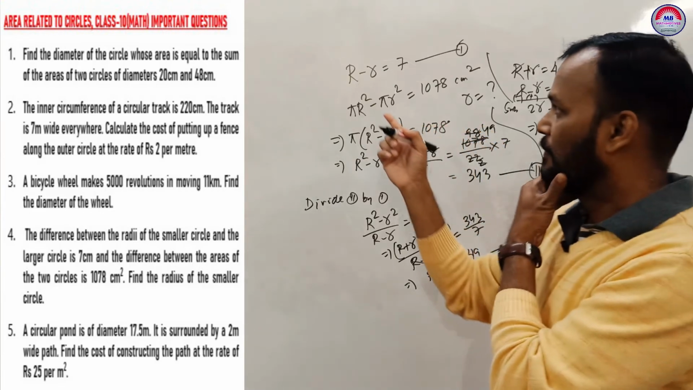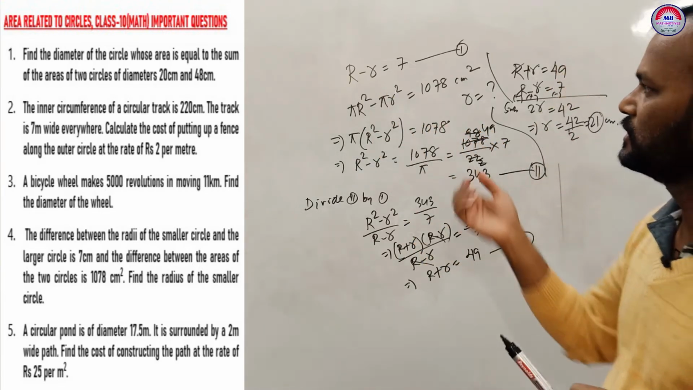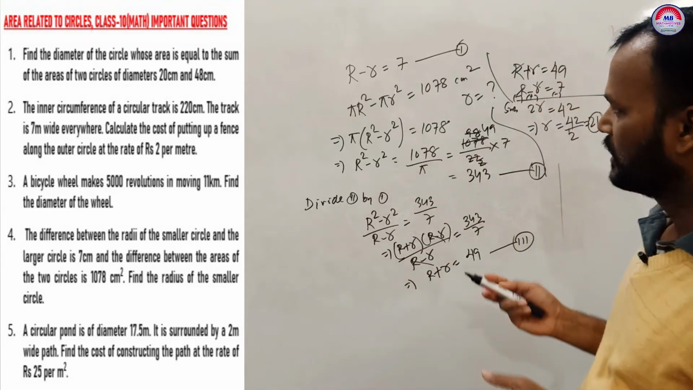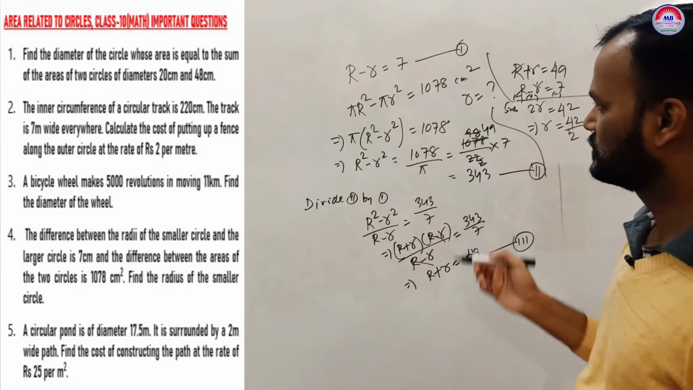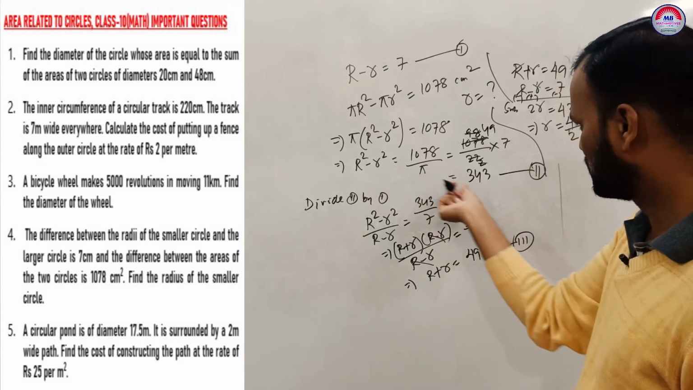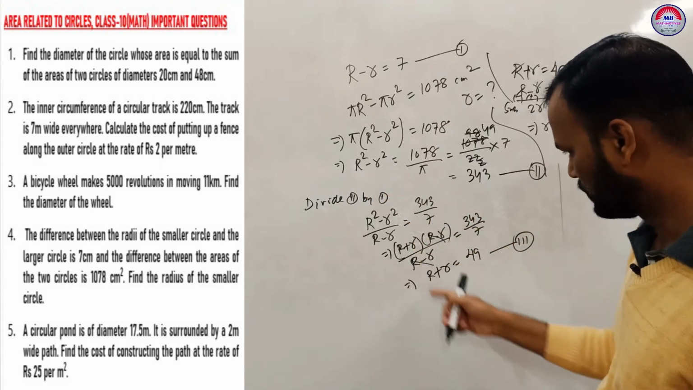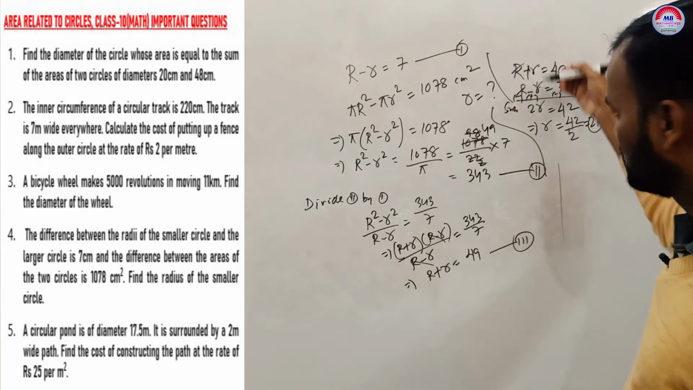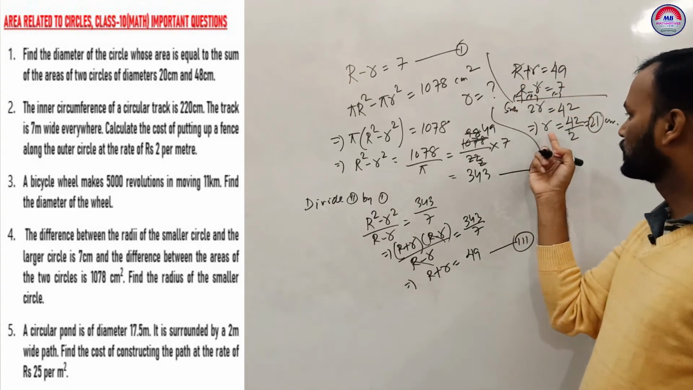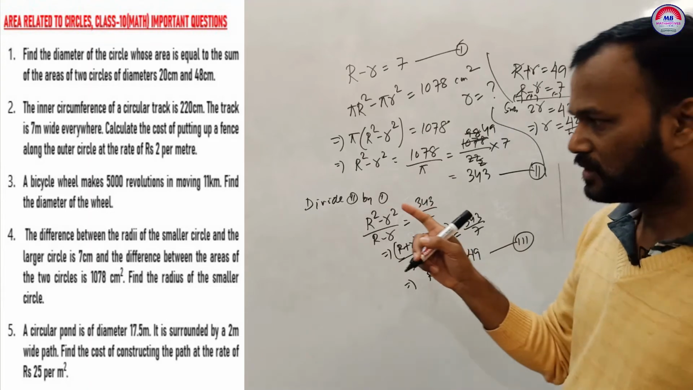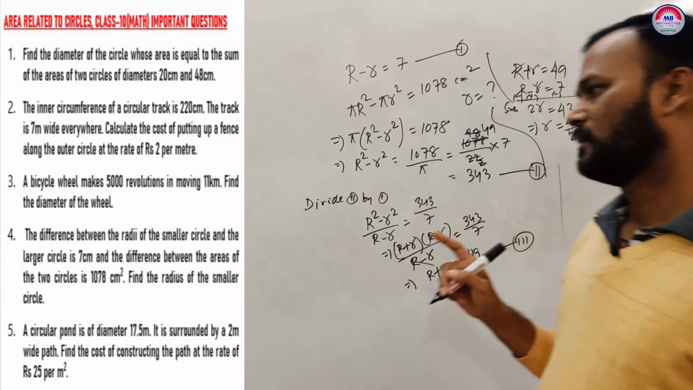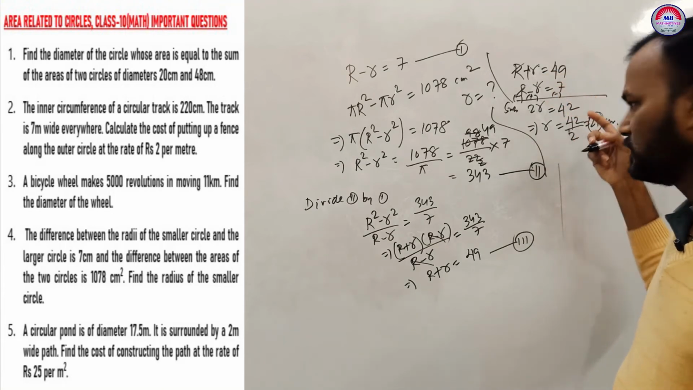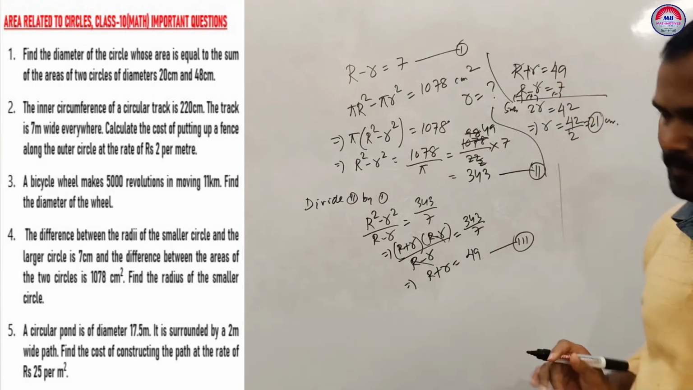Here given R minus r, the difference between the radii of the two circles, is 7, and the difference between the areas is given. So here R square minus r square equal to 343. Then simplify, divide: R plus r is 49, R minus r is 7. Simplify and find. What is asked is the radius of the smaller circle, so subtract; otherwise we add it. Clear? 21 centimeter.